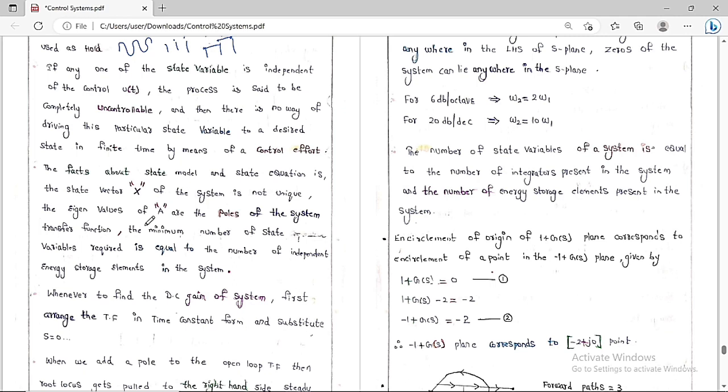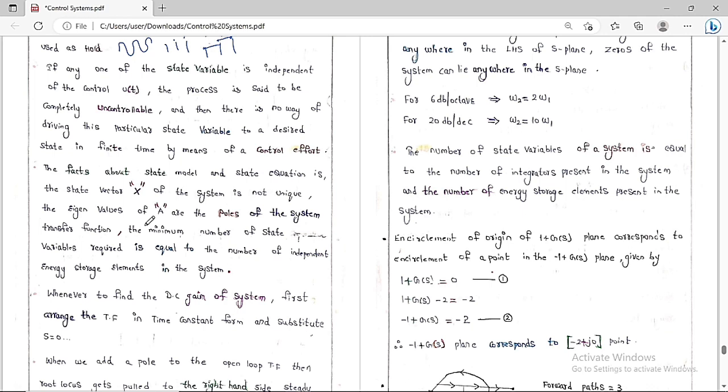And the minimum number of state variables required is always equal to the number of independent energy storage elements in the system. I've already told you the order of the system is always equal to the number of energy storage elements present in the system. So therefore, the minimum number of state variables is always equal to the number of independent energy storage elements in the system. Or simply we can say the order of the system is equal to the number of independent storage elements, or the minimum number of state variables also. All these are equal.